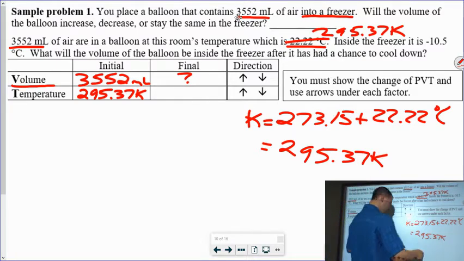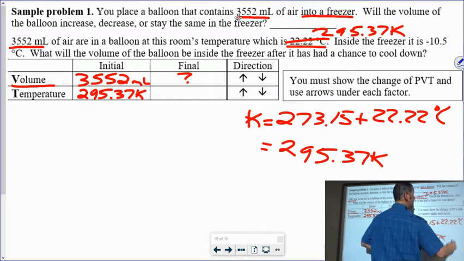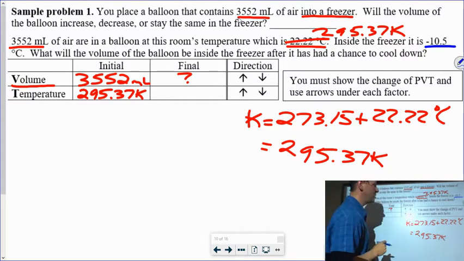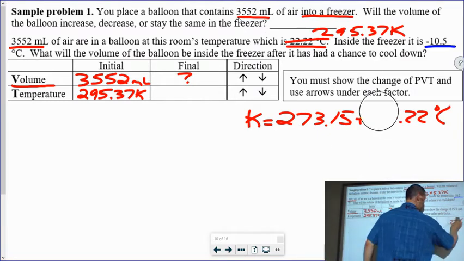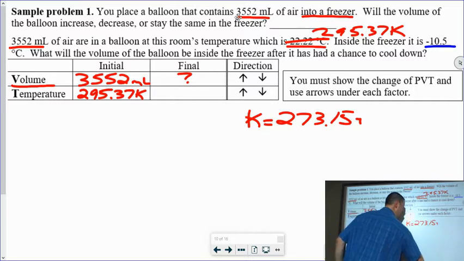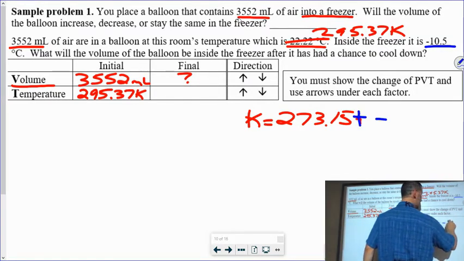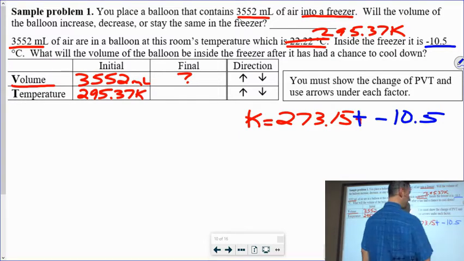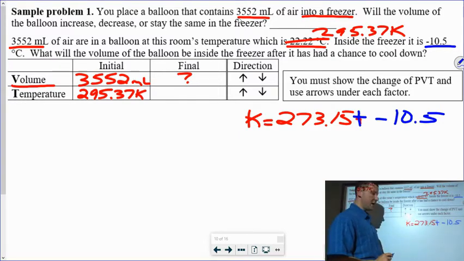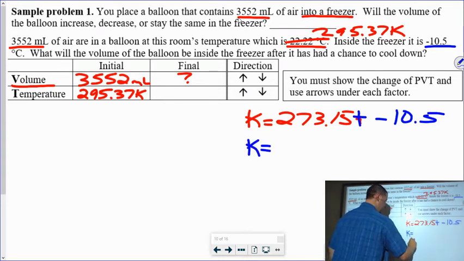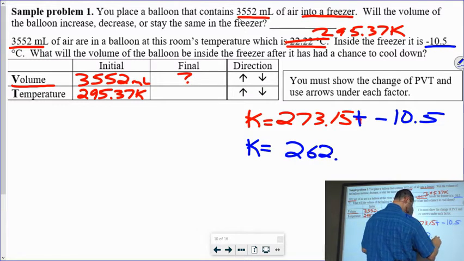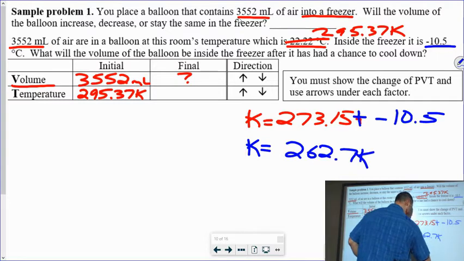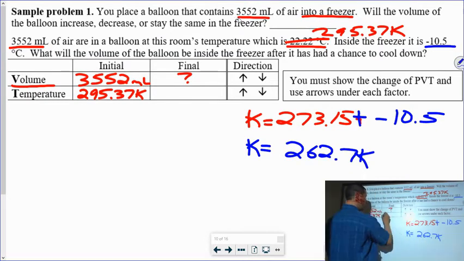So we did that. The other temperature that they give us is this negative 10.5 degrees Celsius. So in the freezer, it's negative 10.5 degrees Celsius. So we're going to use the same mathematical setup, 273.15, but this time we're going to go plus negative 10.5. And your calculators can handle that if you have a hard time doing that on your own. You plug that into your calculator and you follow the sig fig rules for addition and you get 262.7 Kelvin. And you write that into your data table.